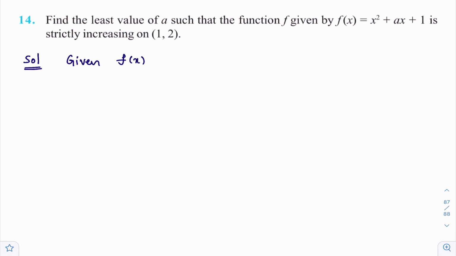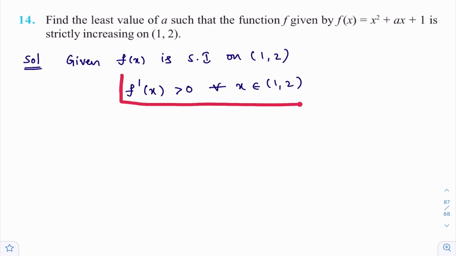What they given in the question? They given that f of x is strictly increasing on open interval 1 comma 2. If f of x is strictly increasing on open interval 1 comma 2 means f dash of x is greater than 0 for all x belongs to open interval 1 comma 2. From the definition we got this information, f dash of x is greater than 0 for all x belongs to open interval 1 comma 2.